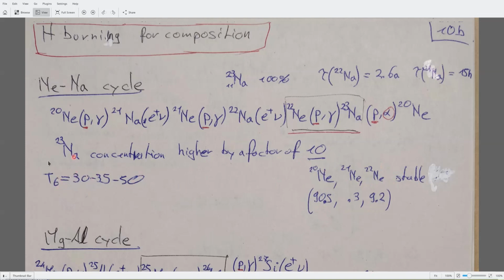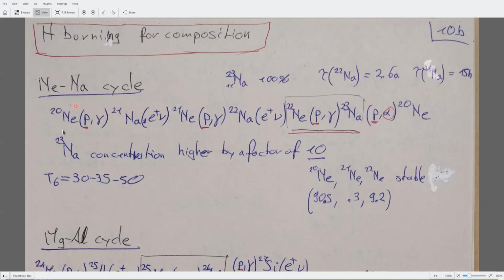The cycles start around 30, 35 million degrees, working better around 50 million. That is not normal for the Sun, it is not so easy. But as we saw, the temperature can go higher, especially when it's burning in a shell. And we can understand something.